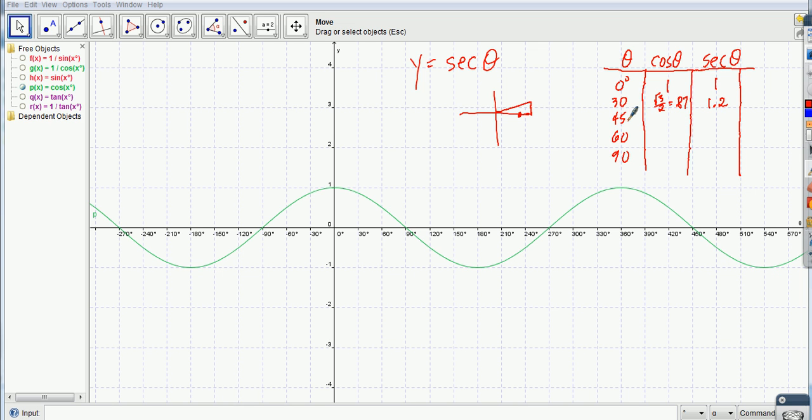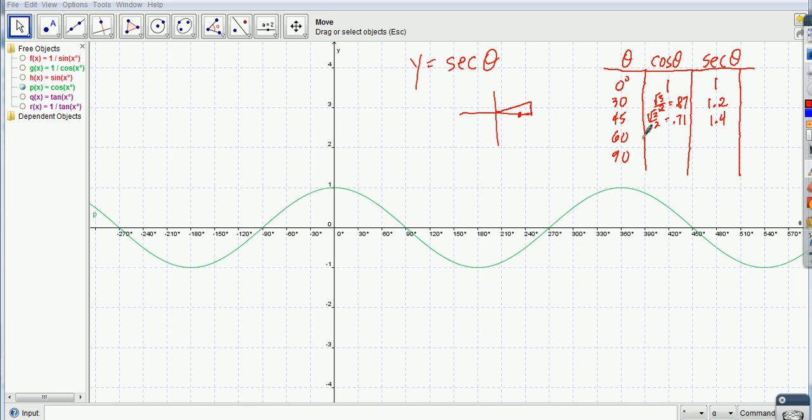Let's do 45 degrees. 45 degrees was the square root of 2 over 2, or around 0.71, I think. All right, let's do that in the calculator. Put 2 divided by the square root of 2 and see what we get. 1.4, okay.